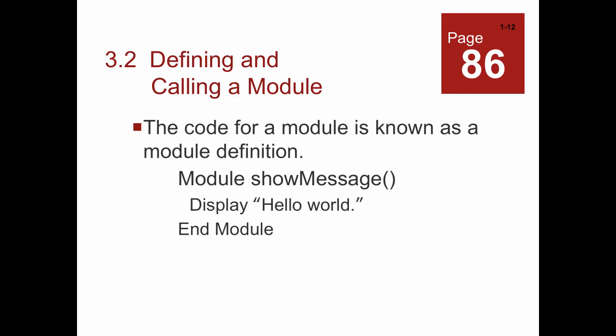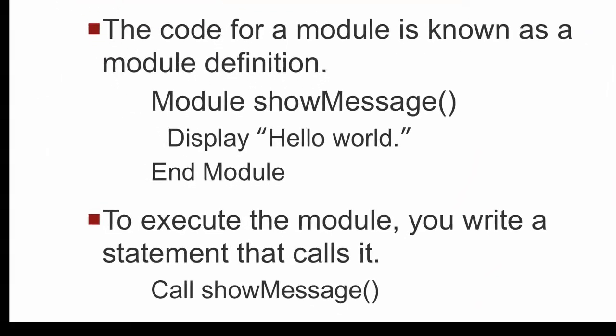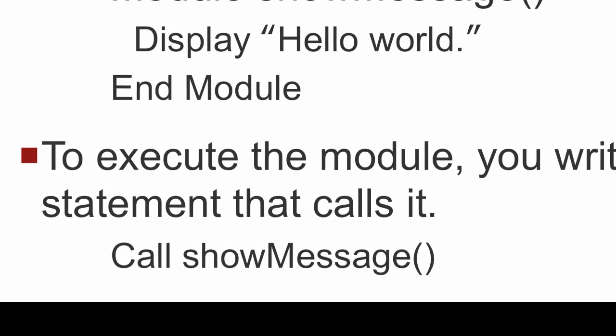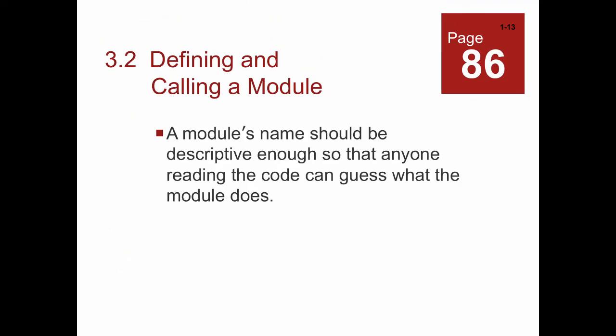Okay. So how do we then do that? Well, to execute the module, you write a statement that calls it, and that's what we say. We call the module, and you might say call show message. Notice it doesn't say call module show message, it just says call show message. So how do we then define this thing? First of all, we want you to make sure that the module name is descriptive enough so that anybody could read the code and guess what it's going to do.